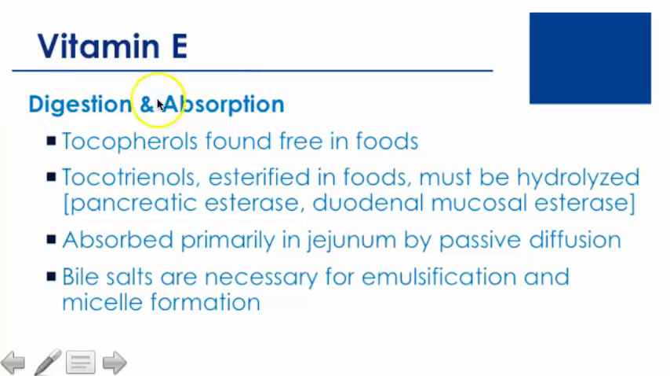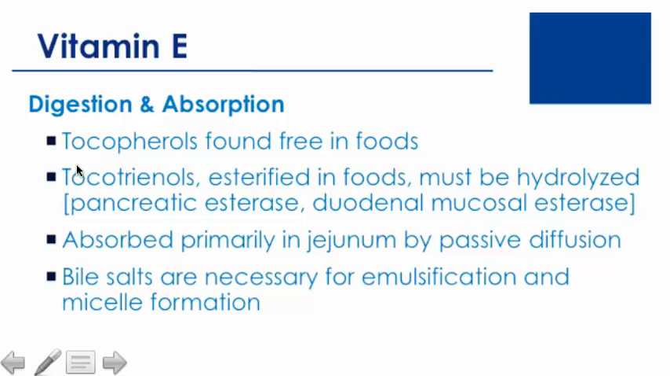We'll now review the digestion and absorption of vitamin E. So we see that the tocopherols are found free in foods, so no digestion is required. However, the tocotrienols will be esterified in food. So the tocotrienols will then need to be hydrolyzed. The different enzymes involved with that process will be either pancreatic esterase or duodenal mucosal esterase. So that will allow for the tocotrienols to then be free and able to undergo the process of absorption.